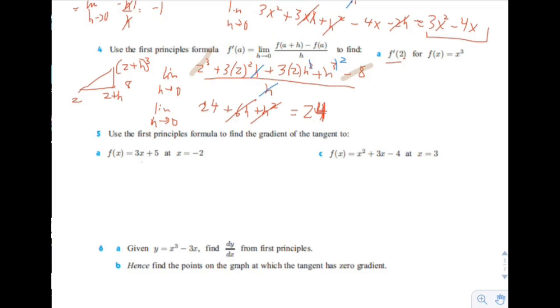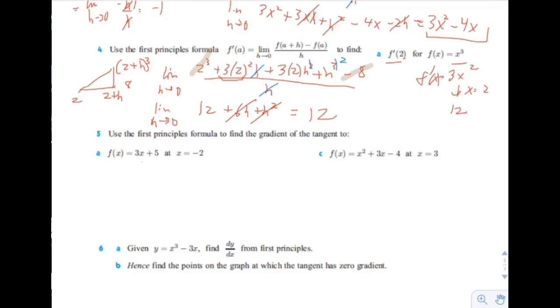Okay, so that is the answer. So the gradient for the function x cubed at x equals 2 is 24. And let's check that. We'll take the power rule and say the f dash x for this is going to be 3x squared. Then we're going to put in x equals 2 to see what we get. And we get 12. So something's wrong here. Oh, 3 times 2 squared is not 24, it's 12. Sorry. Always good to check your work, using a different method if possible.